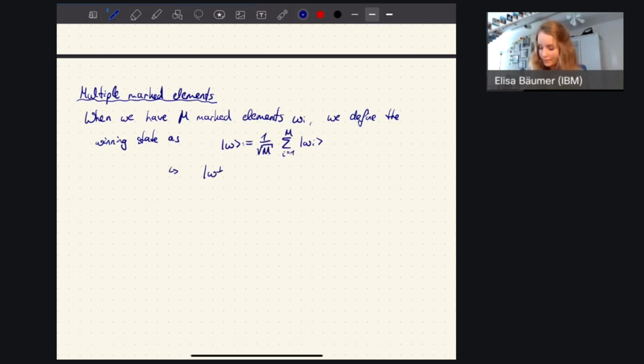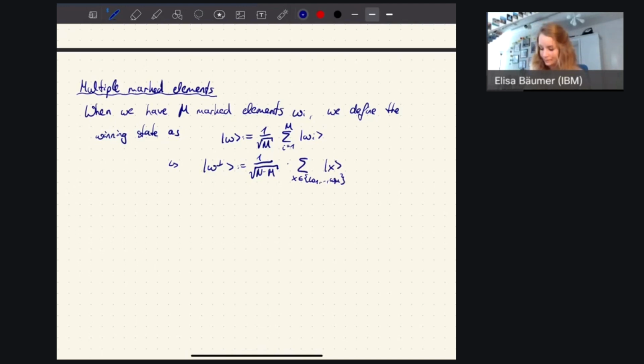And corresponding to that, we have the orthogonal state, W orthogonal, which is then defined as 1 over square root of n minus m times the sum over all elements x, except for the winning elements, the m winning elements. The superposition state is the same as before.